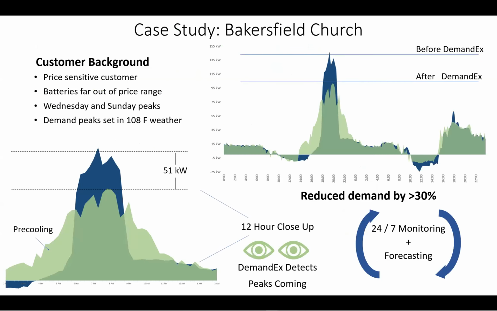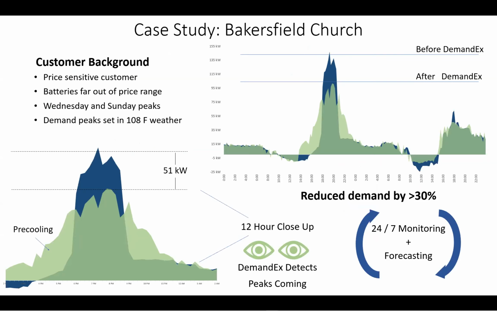Here's a church that we did with one of our solar partners in the Central Valley of California, where it gets very hot. And you can see the before and after load profiles of the site. Of course, this particular church has Wednesday evening services. So even though they have solar, it's not helping very much because the services start at 6 or 6:30 p.m.